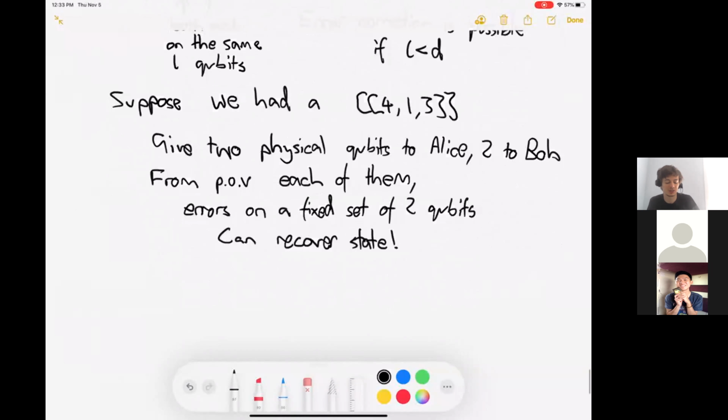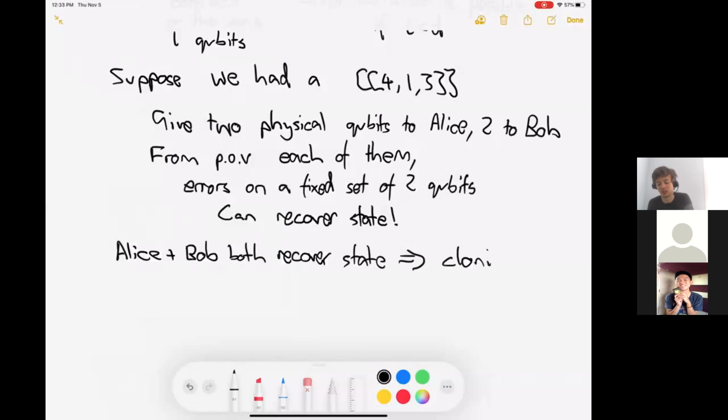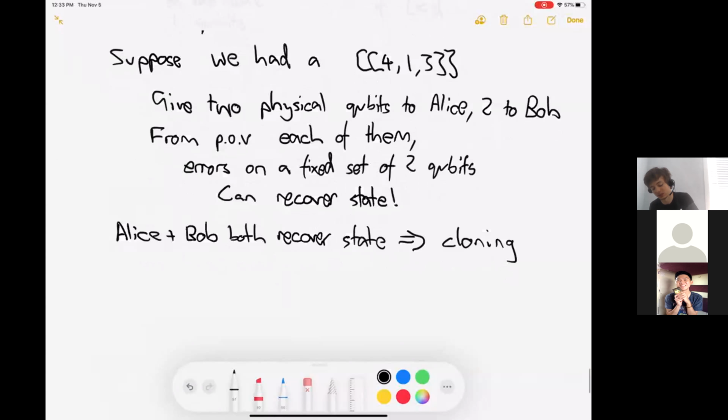But of course, if Alice and Bob both recover the state, then we've successfully cloned a quantum state. And you proved in the homework a long, long time ago that that's definitely impossible. Okay. So this is obviously impossible.